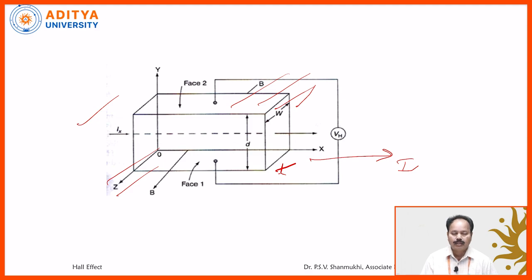Once again, coming to the definition, when a current carrying semiconductor slab is subjected to a transverse magnetic field, then voltage is developed perpendicular to both current and magnetic field directions. That developed voltage is called Hall voltage and the phenomenon is called Hall effect.